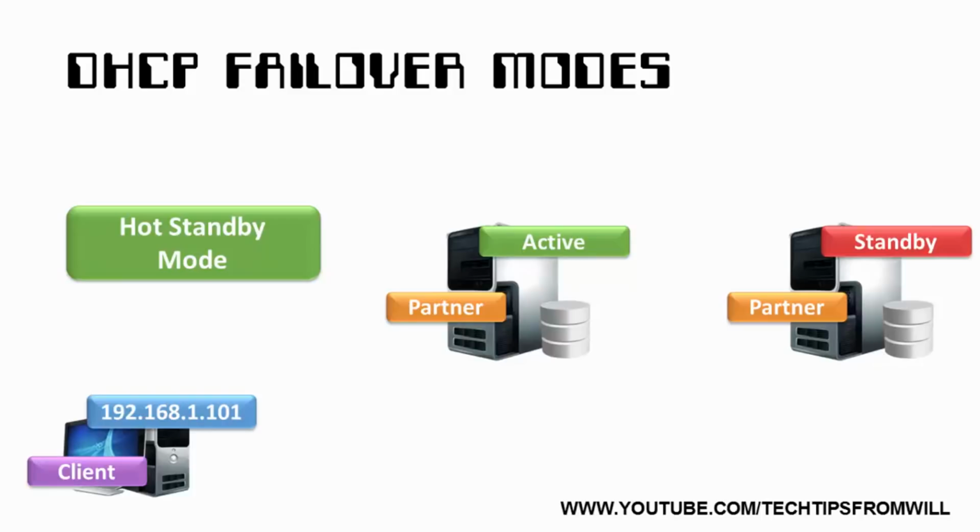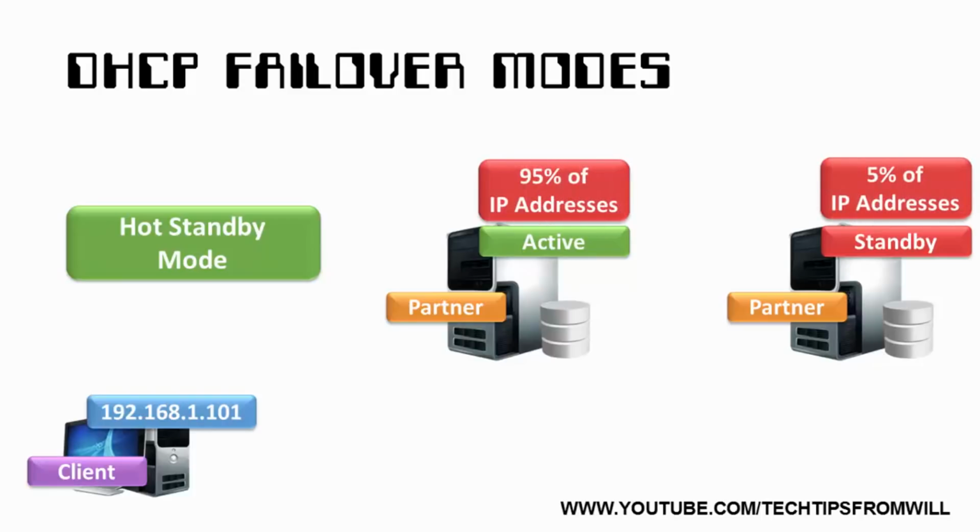By default, the active server is given responsibility for 95% of the IP addresses. Meanwhile, the standby server is given charge of the remaining 5%. This is called a reserve percentage. Of course, it is possible to amend the reserve percentage if you wish. To better understand hot standby mode, let's take a closer look at how it works.